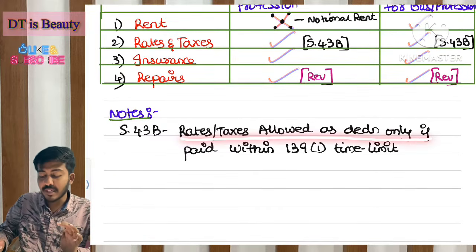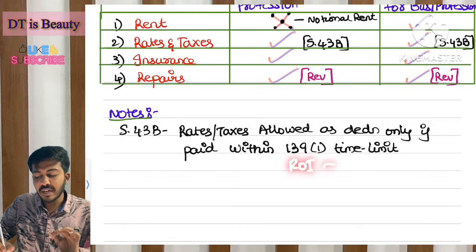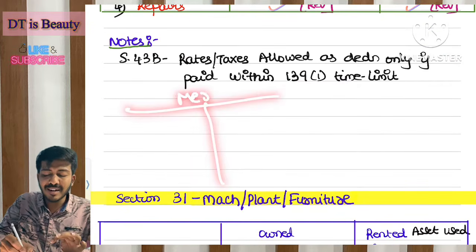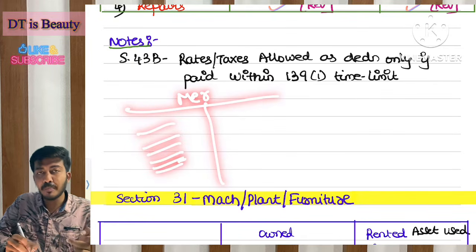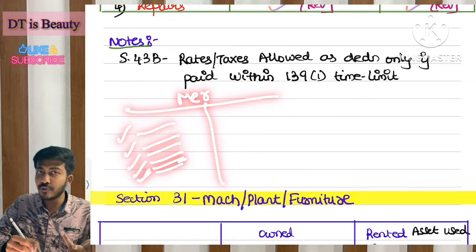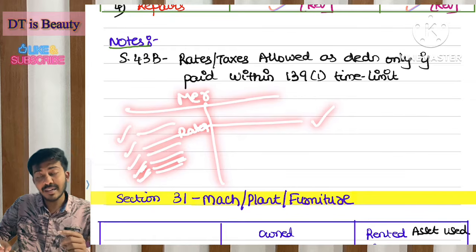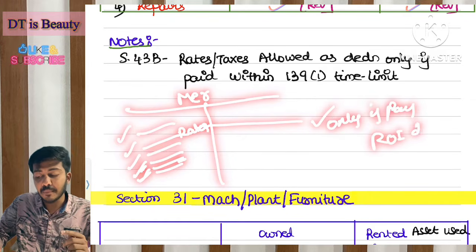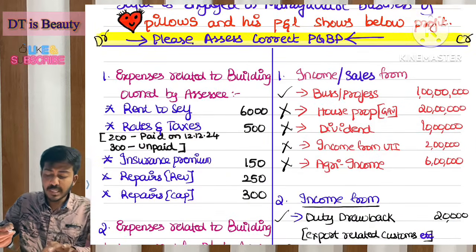True. This is what 43B says. Rates and taxes are allowed as deduction only if paid within the 139(1) time limit, that is, within the return of income due date. Normally in P&L, if you follow the mercantile system, the accrual system, you will book all the expenses irrespective of whether you paid them or not. So if it is related to business, you can mark it as tick, as I said. But for rates and taxes alone, you will have to mark it as tick only if the payment is made before the return of income due date. Simple. Now let us go and see what the question is speaking about.